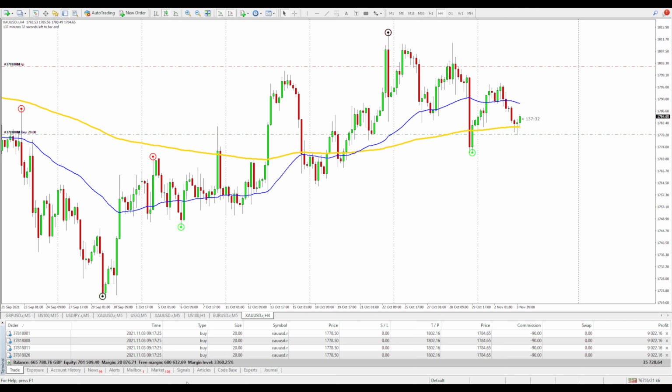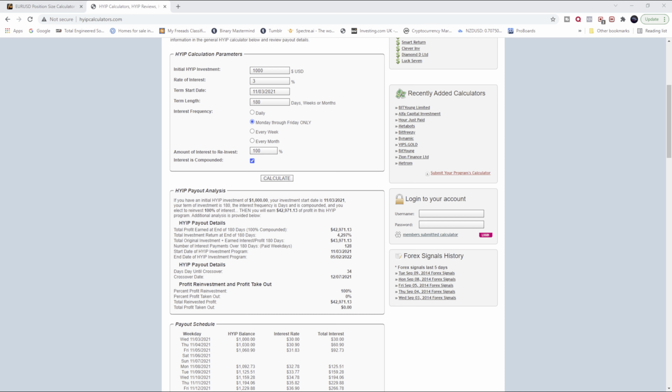So let me just go back onto here. So for example, right, now you can really compound your money long term if you just use the system consistently, and do the same thing you did the previous day over and over again. Long term, you can make quite a substantial amount of profit with a very small investment.